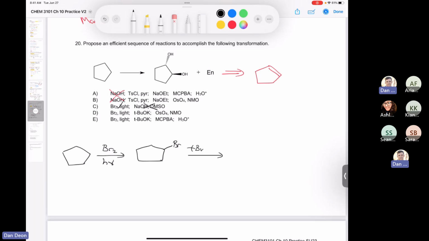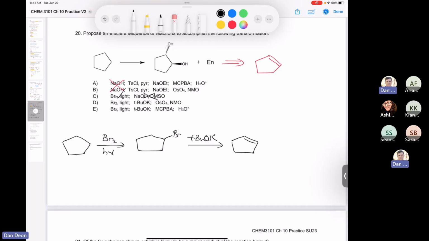So if we treat that with a hindered base, it's going to eliminate the possibility of any substitution. You're only going to get elimination, and that is going to give you the cyclopentene that you're looking for. So we know that it's either D or E.